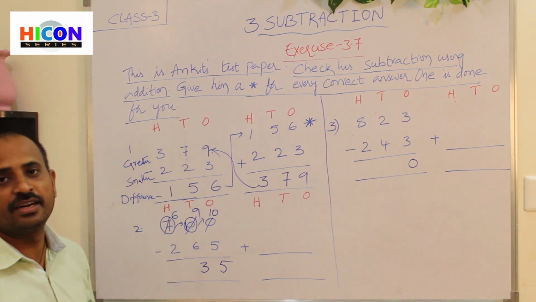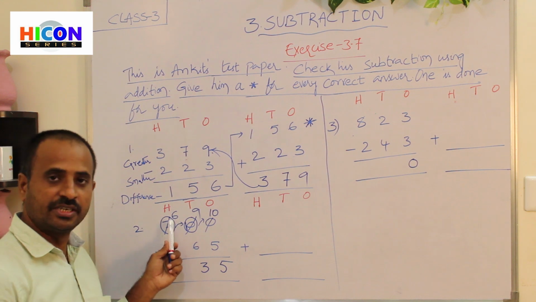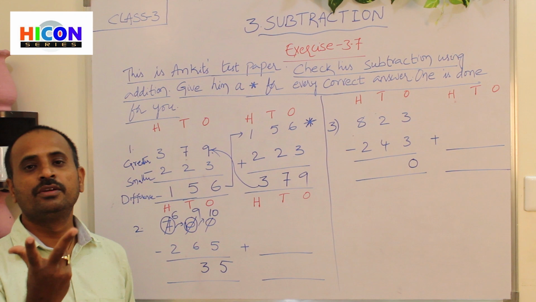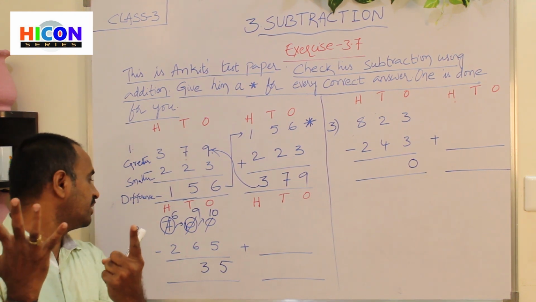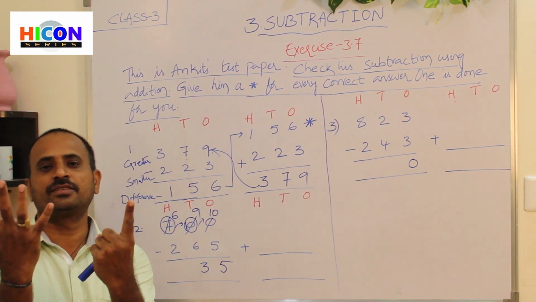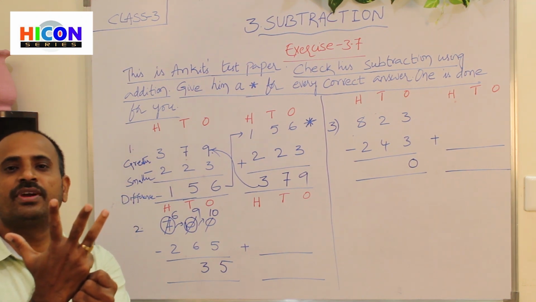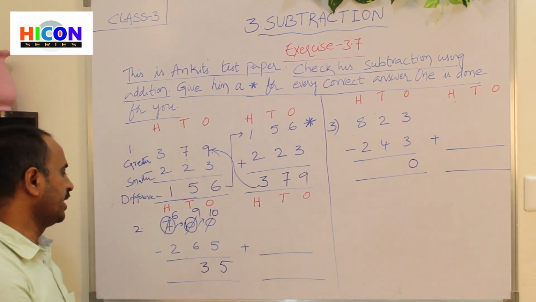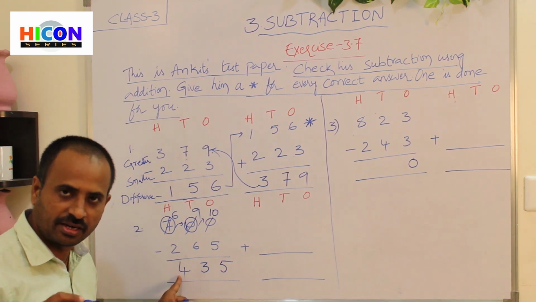Next go to hundreds place. What are the digits present in hundreds place? 6 and 2 are present in hundreds place. What is the first digit? 6. So open 6 fingers of your hand. 1, 2, 3, 4, 5, 6. Children, these are the 6 fingers. And what is the second number there? 2. So close 2 fingers among these 6 fingers. 1, 2. I have closed 2 fingers. Children, how many fingers are remaining? 1, 2, 3, 4. So there are 4 fingers remaining. So write 4 here. So the difference is 435.